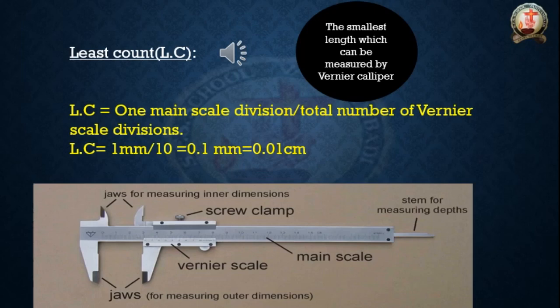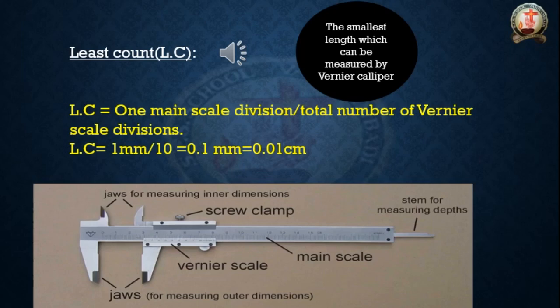Once again, all of you see the figure. Vernier scale, I already explained in the description. On the vernier scale, how many divisions are there? How many digits are there? Digits means numbers. 10 numbers are there. Please see the figure once again. On the vernier scale, how many numbers are there? 10. So total number of vernier scale divisions, how many? 10.